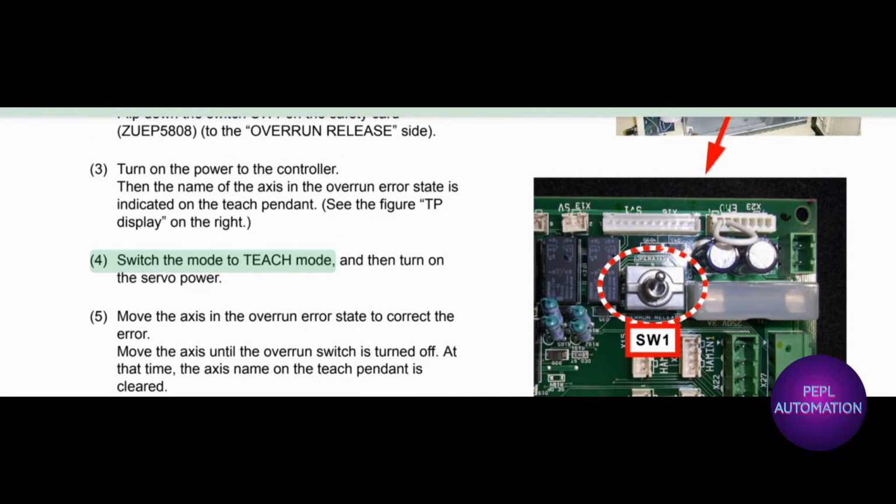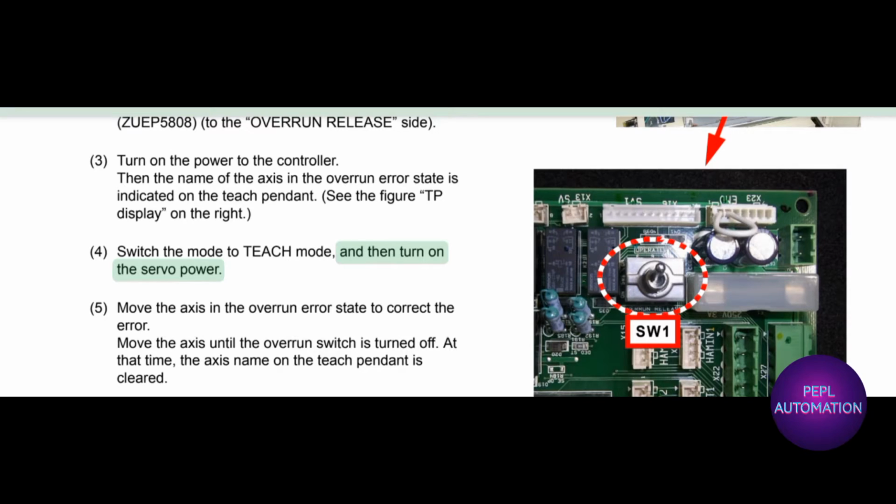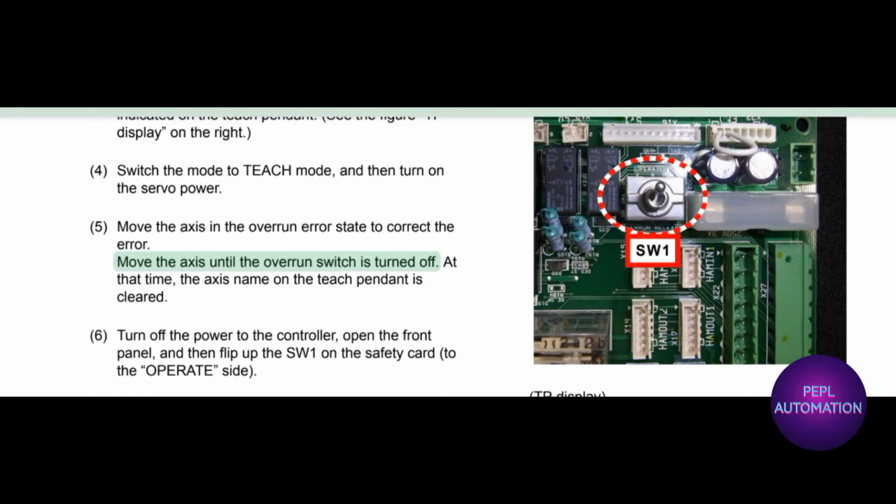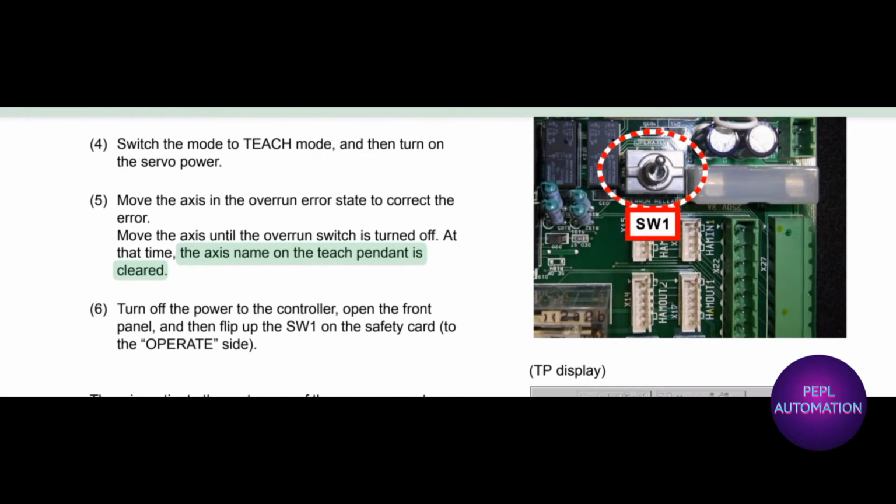4. Switch the mode to teach mode, and then turn on the servo power. 5. Move the axis in the overrun error state to correct the error. Move the axis until the overrun switch is turned off. At that time, the axis name on the teach pendant is cleared.